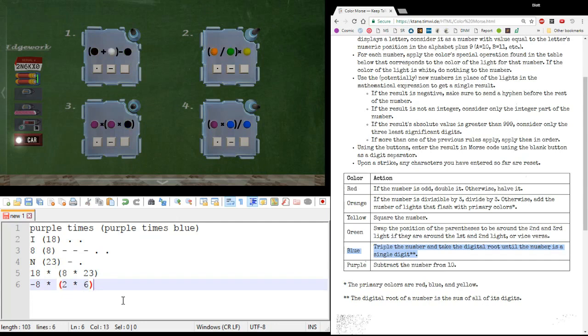So now we have negative 8 times parentheses 2 times 6. We've done our manipulation with the color, so now we do the calculation. Parentheses first, so 2 times 6 is 12.